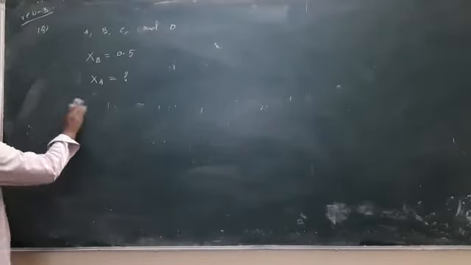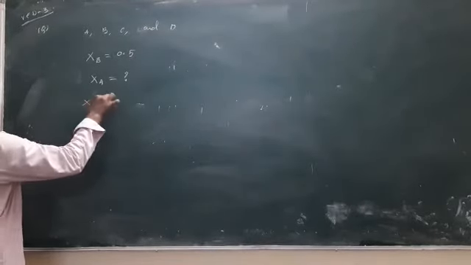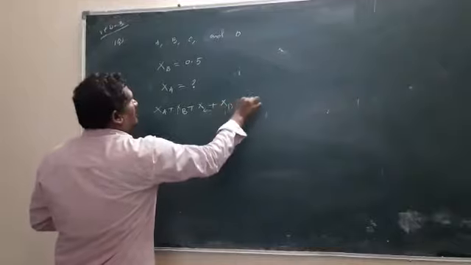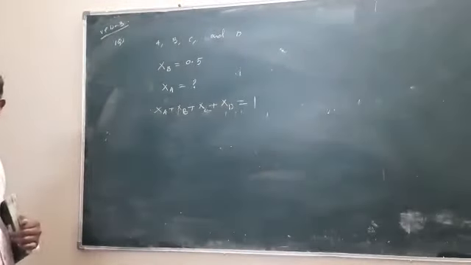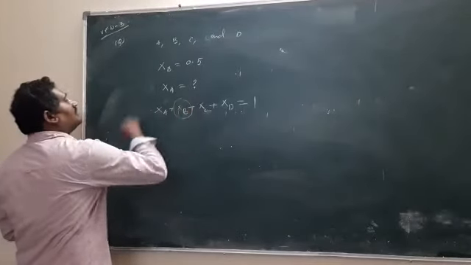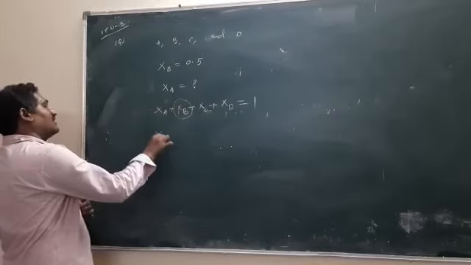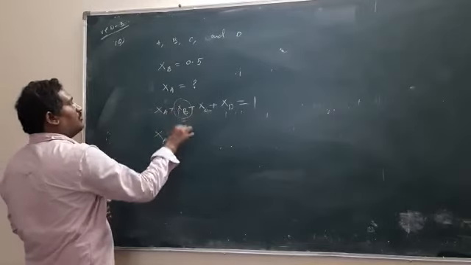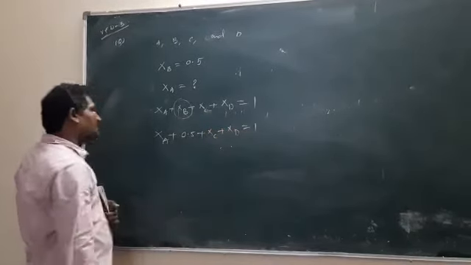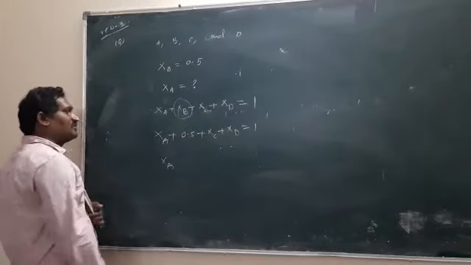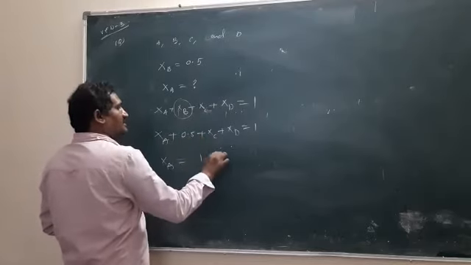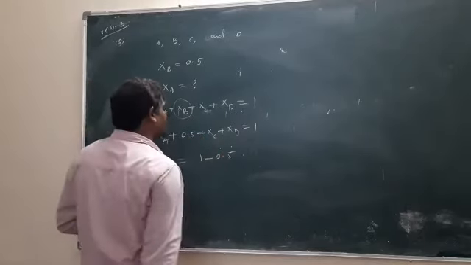You know that the sum of mole fraction of A plus mole fraction of B plus mole fraction of C plus mole fraction of D equal to 1, unity. You know that the mole fractions of all components sum to unity. They have given the mole fraction of B only. So mole fraction of A plus 0.5 plus mole fraction of C plus mole fraction of D equal to 1. Now mole fraction of A equal to 1 minus 0.5.